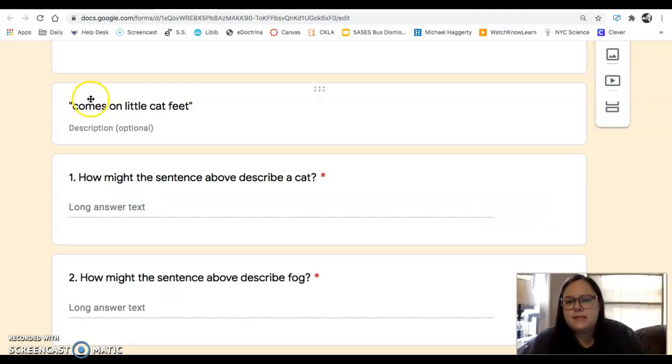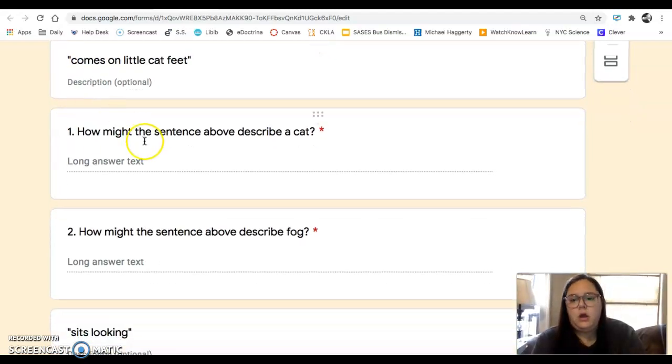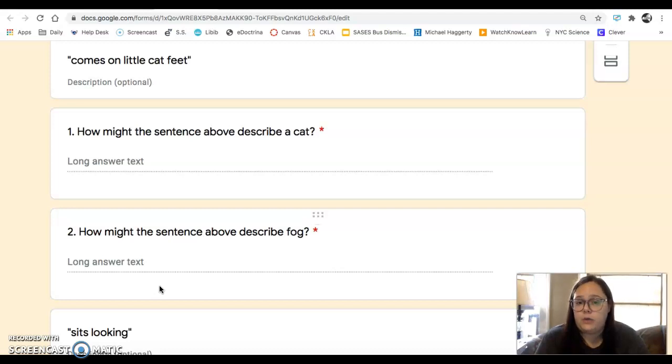So I'm going to give you part of the poem, and you're going to tell me how the sentence describes a cat and then how it describes the fog. Remember, the whole poem is comparing the cat to the fog. So whatever they say has to relate to both of them. So use your imagination. Use what you know about fog and what you know about cats.